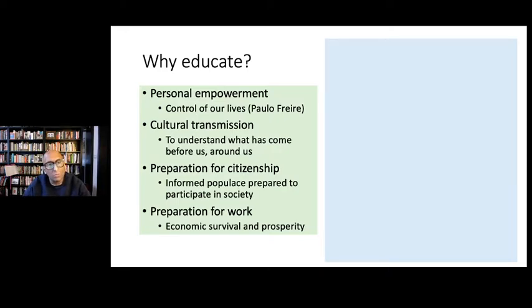Okay, so Wiliam begins this essay by talking about four reasons why we educate. The first one, probably best exemplified by Paulo Freire, is that we educate for personal empowerment and control of our lives. Another reason is cultural transmission, to understand what has come before us and around us. He quotes Matthew Arnold, the best that has been thought, or I've lost the exact phrasing. Ofsted uses the exact one.